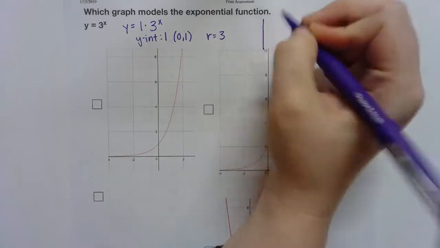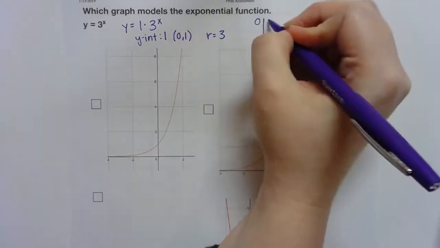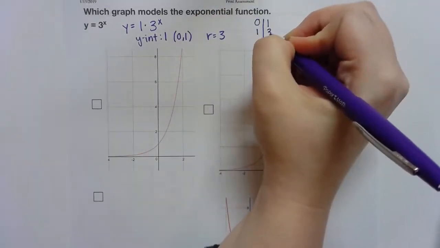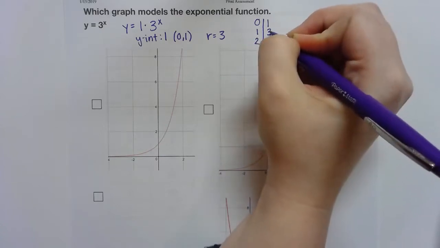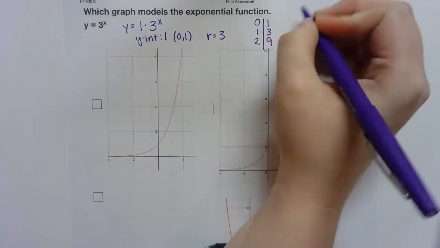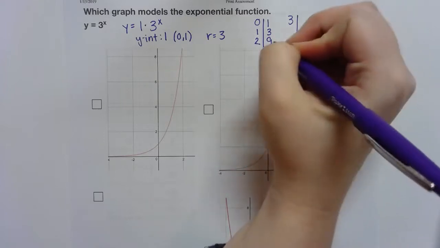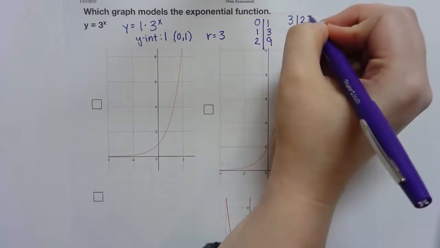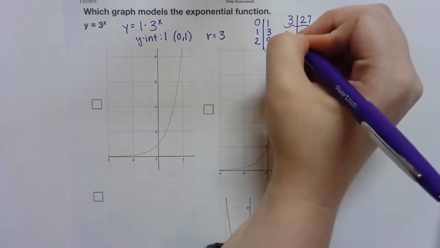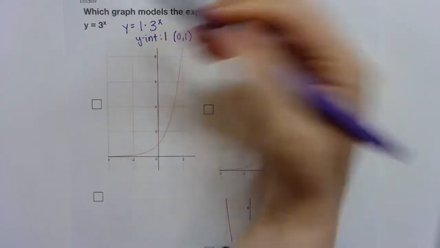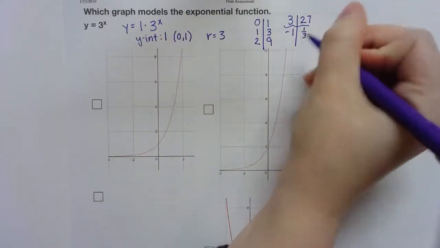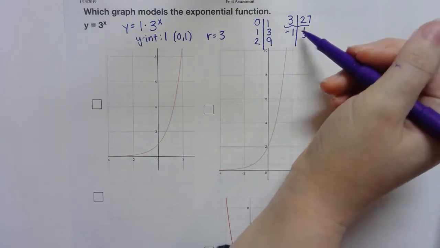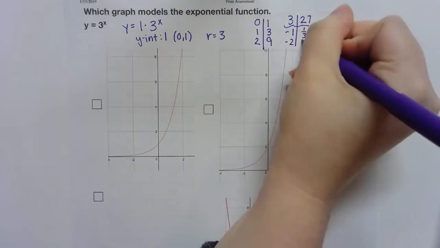So I could make a table even to show my point 0, 1. And then at 1, it'd be at 3. And then at 2, it'd be at 3 times 3, which is 9. And then at 3, it'd be at 9 times 3, which is 27. And then if I went backwards, at negative 1, it'd be at 1/3 because 3 to the negative 1 would be 1/3. At negative 2 would be at 1/9.